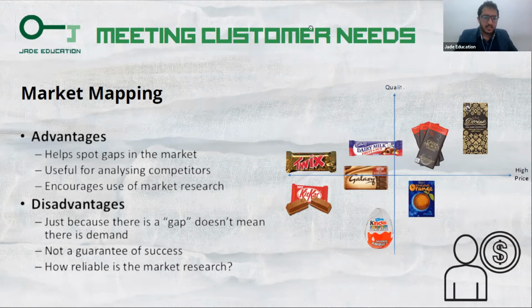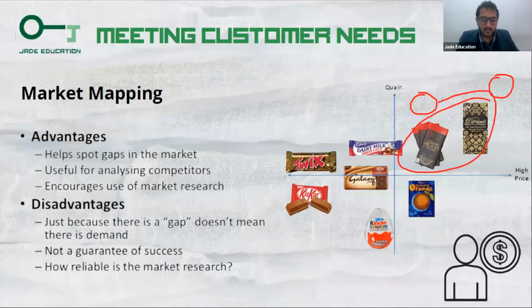But there are some advantages and disadvantages. As you can see, guys, it helps you to identify, okay, there's nobody playing in this market. There's nobody playing in this market. Maybe we can start a chocolate and go there. You can also analyze your competitors. Okay, I know so many people here. And you are pushed to use market research, because you know that these things are here. Now you have a push to go find out certain other information as well.